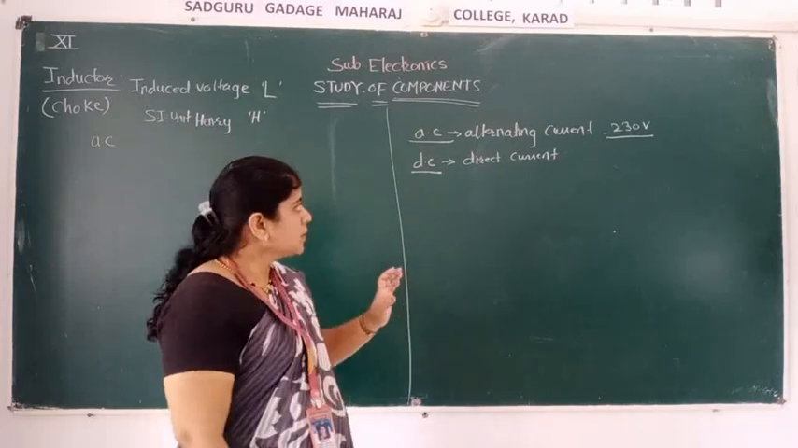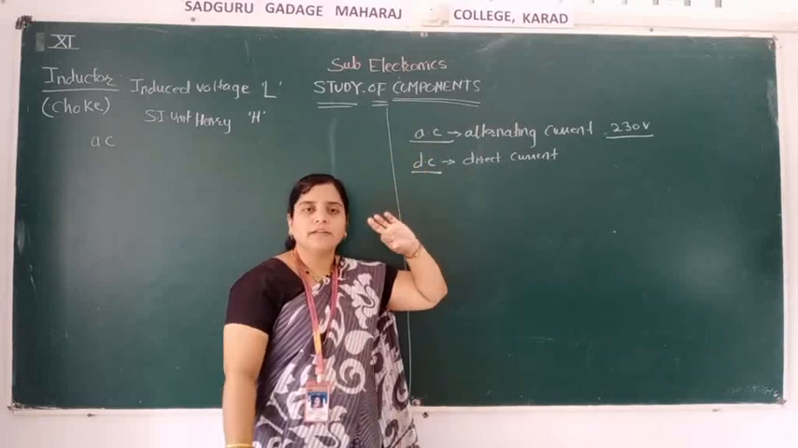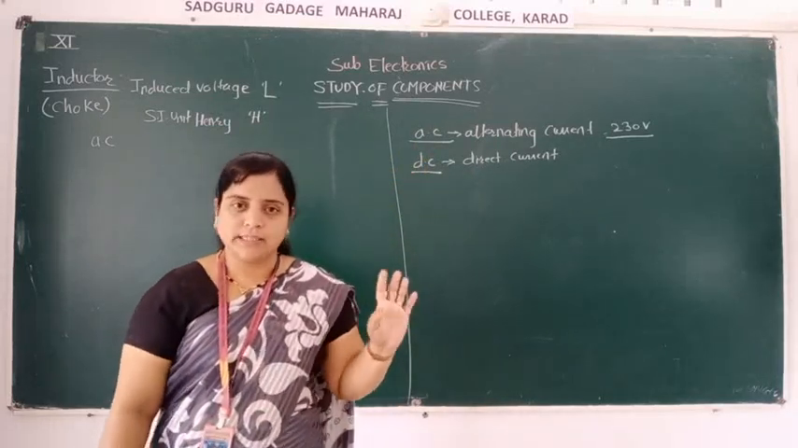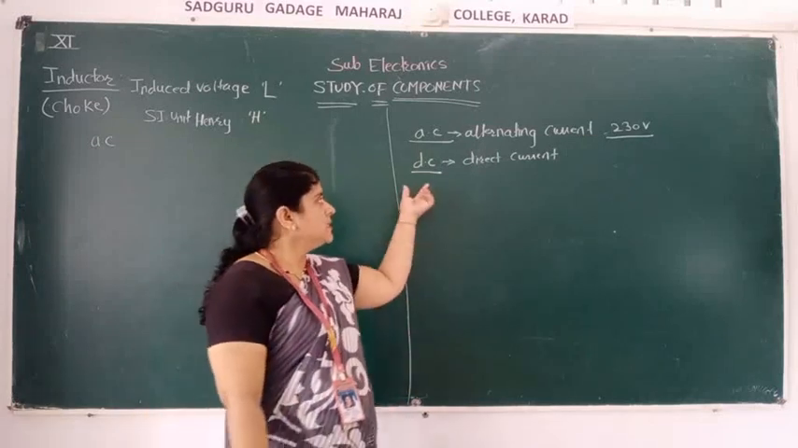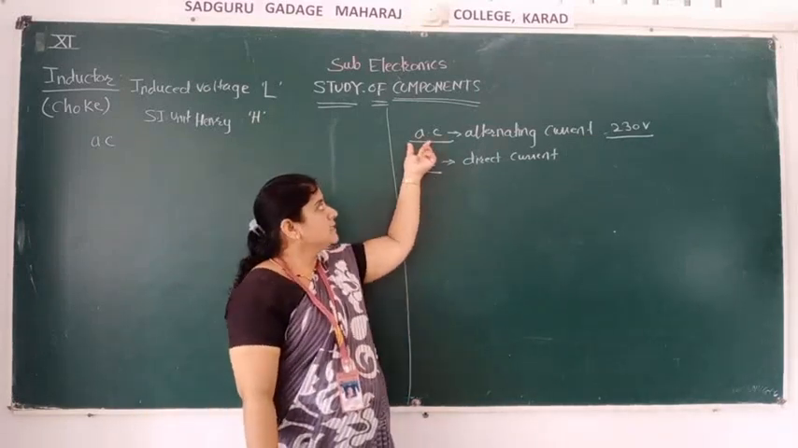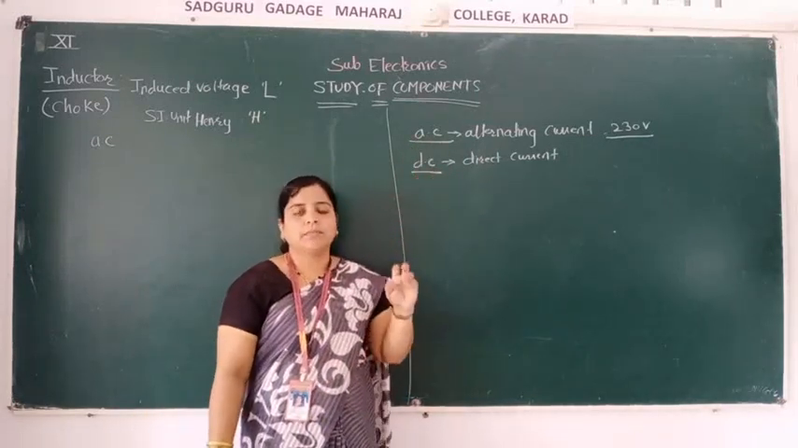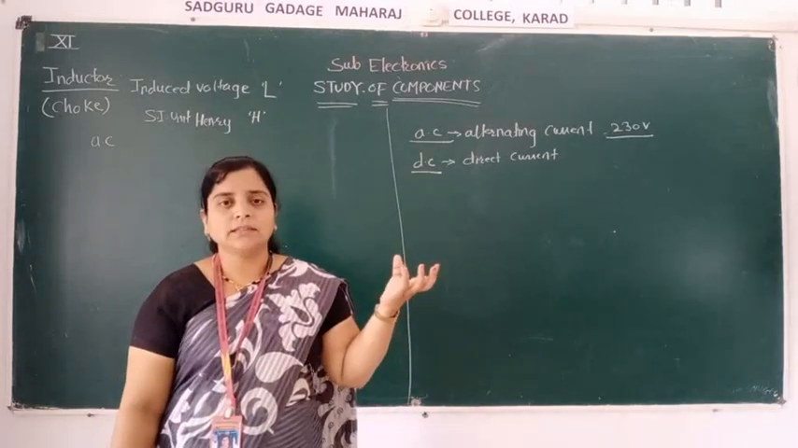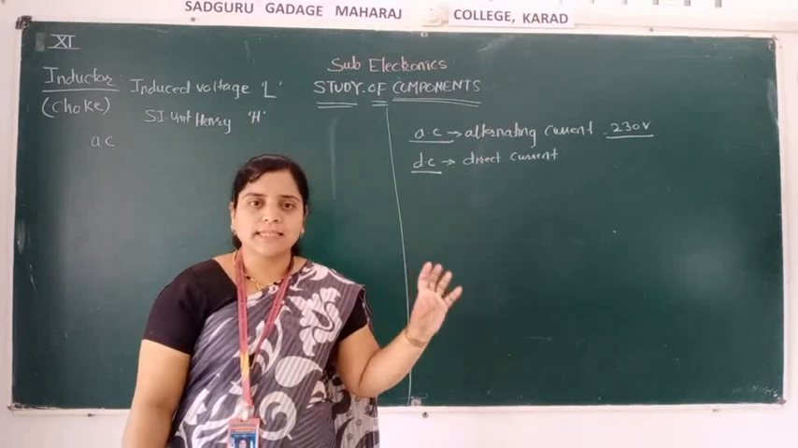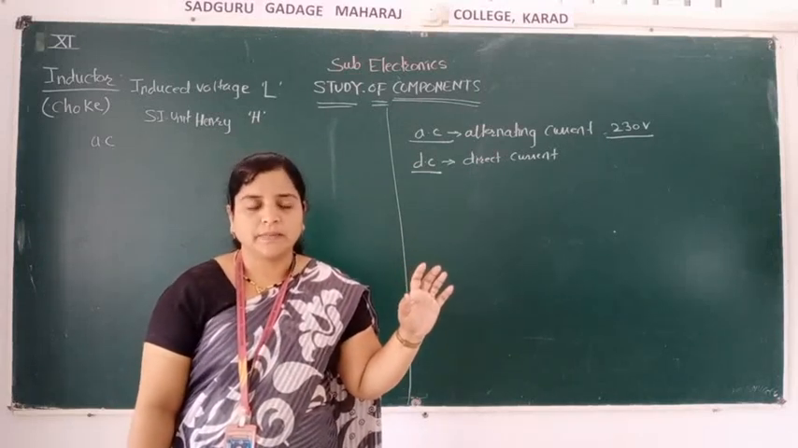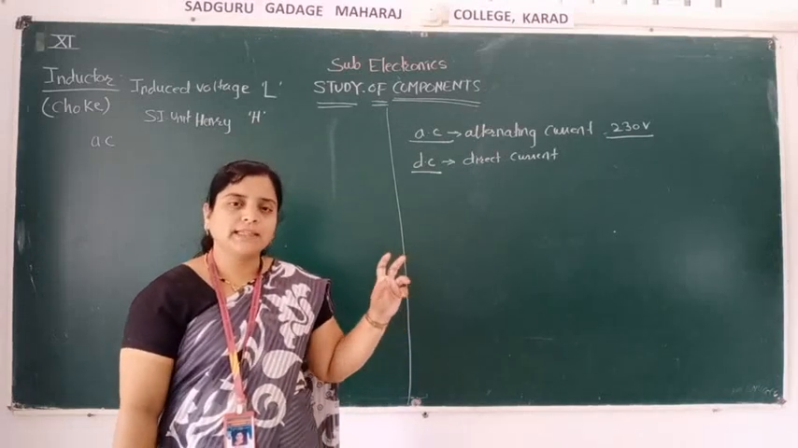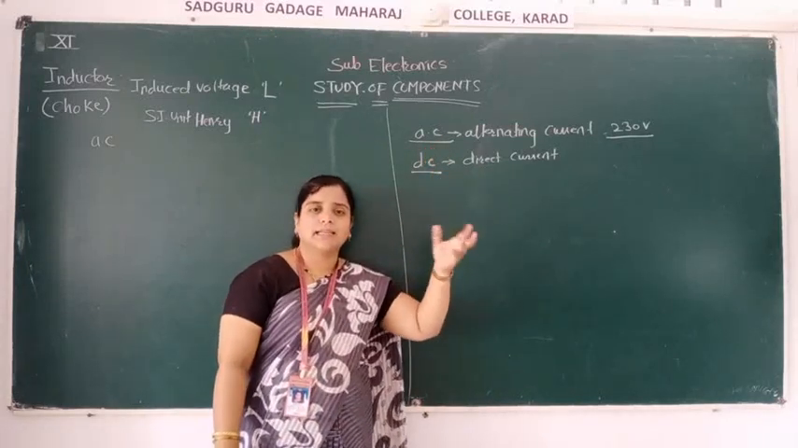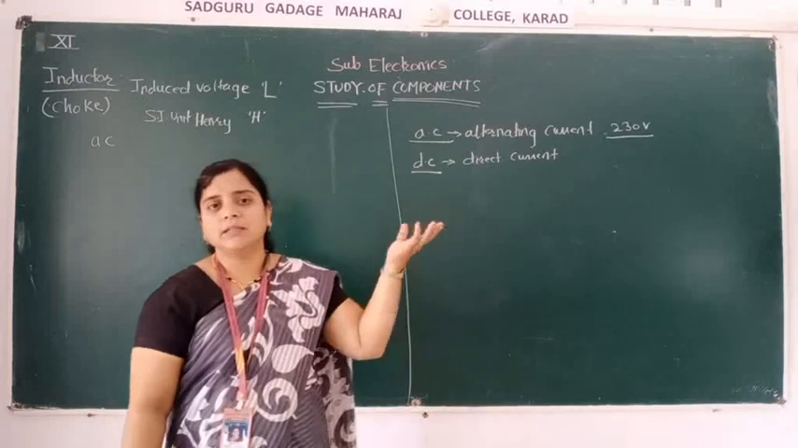Mostly fluctuations are only in AC voltages. DC means what? This AC is converted into DC by using a particular circuit. You have that circuit in the 12th standard, that is the rectifier. You have a chapter on the rectifier, where you will learn how to convert AC to DC, and all those things we will study in the 12th standard.